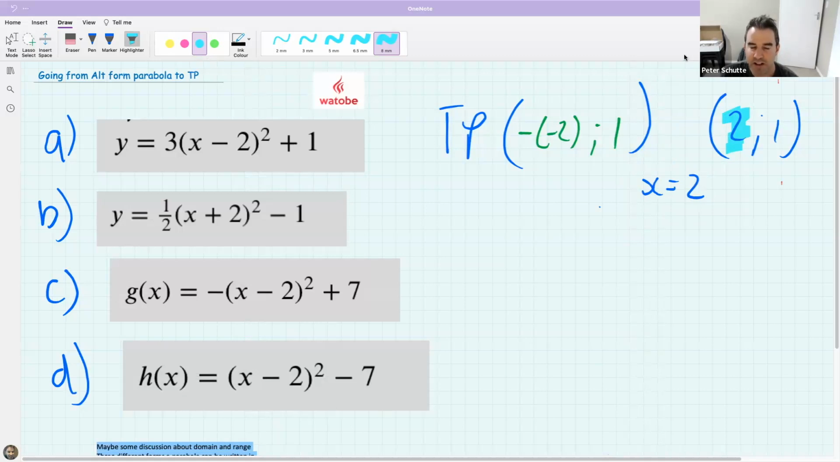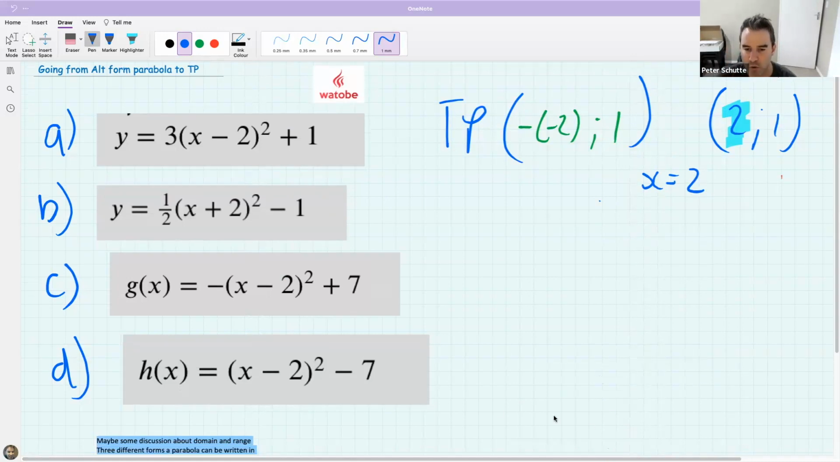Now, if there are questions, I'd like you to raise your hand, but for the rest of you, I would like you to work out the turning point for B, C, and D for me. Go ahead, find me the turning point for B, C, and D, and if you have a question, put your hand up and we can have a discussion.